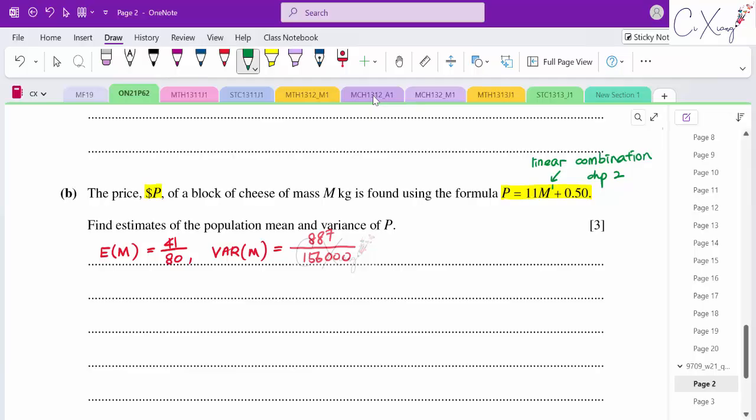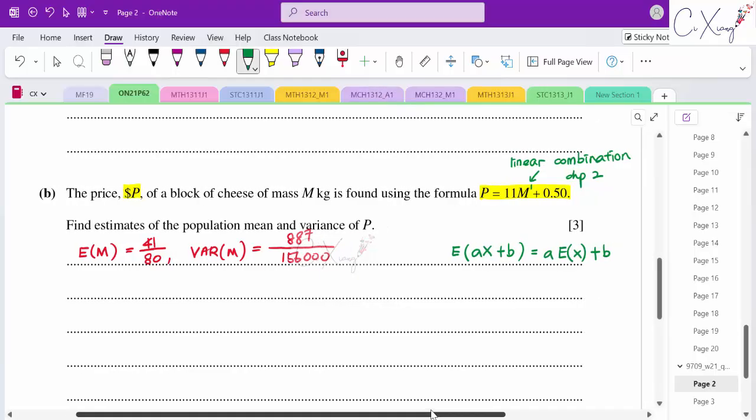Alright, so just a very quick recall about how to find the mean and also the variance for a linear combination. As an example, if I'm having aX plus b, where X is the variable, and a and b are constants, to get the mean for this whole aX plus b, you can pull out the a, then multiply with the expected value of X, which is the mean, then plus b directly. Then after that, if you want to calculate the variance for aX plus b, how can you get the answer?